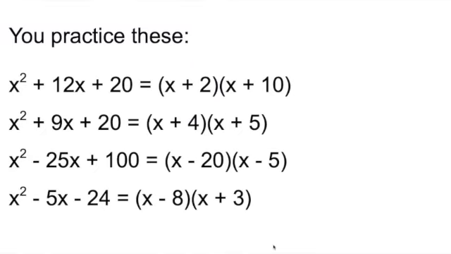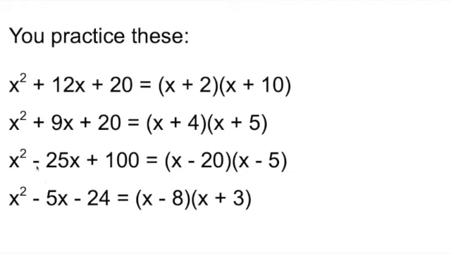Answers. x squared plus 12x plus 20. You're looking for the two numbers that add up to 12 and multiply to 20. 2 and 10 are the choices you need here. So x plus 2 times x plus 10. Or you could say 10 first and 2 second. That's fine. Next one, x squared plus 9x plus 20. The two numbers you need are 4 and 5. 4 plus 5 is 9. 4 times 5 is 20. Anytime you're not sure, you can always check these with FOIL or a Punnett square.